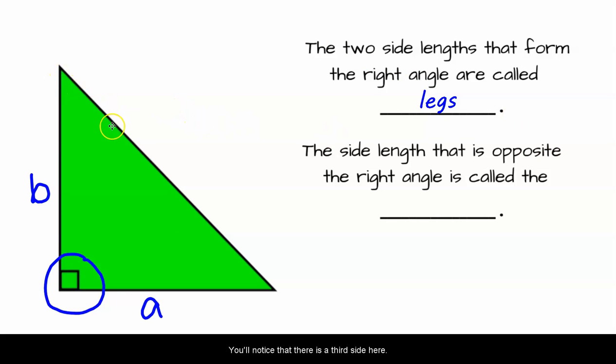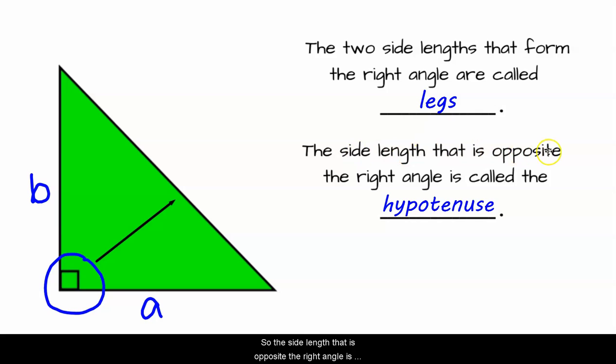You'll notice that there is a third side here. This third side, you can see, is opposite the right angle. It's across from that right angle. It's not adjacent to it like A and B, the legs. And this side length that is across from the right angle has a special name. That name is hypotenuse. So the side length that is opposite the right angle is called the hypotenuse. And the variable that we often use for the hypotenuse is c.